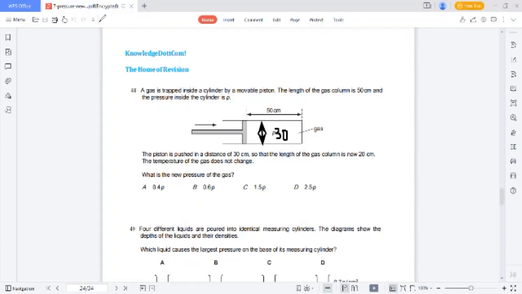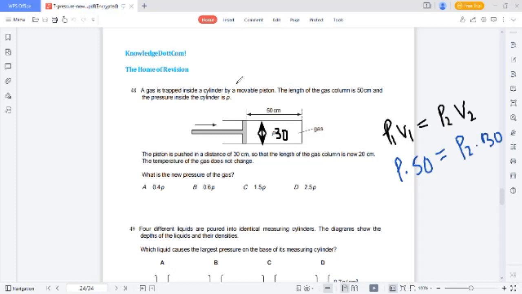So P1 V1 equals P2 V2. Okay, pressure is P and it is 50 centimeters. Now pressure is P2 and volume is 30 centimeters. So 0 is cancelled with 0. You can move 5.